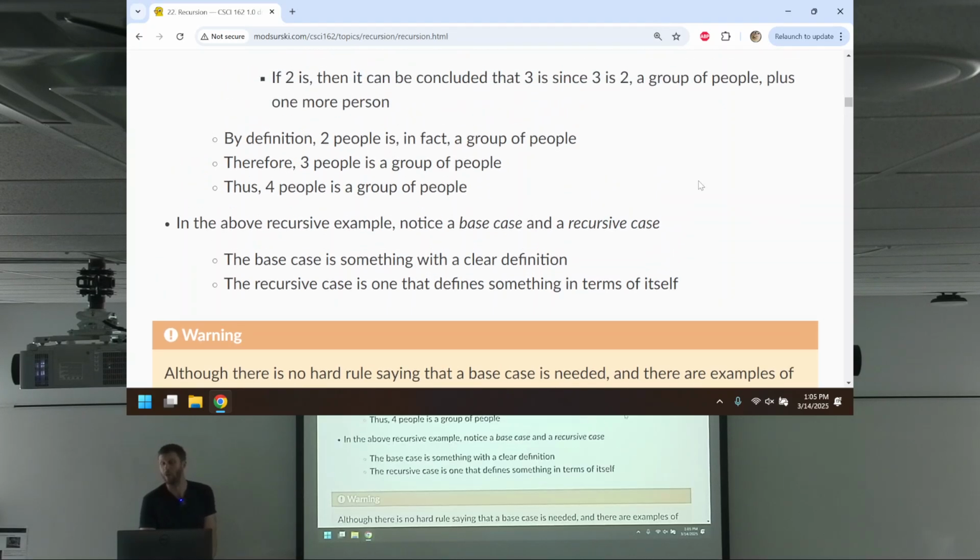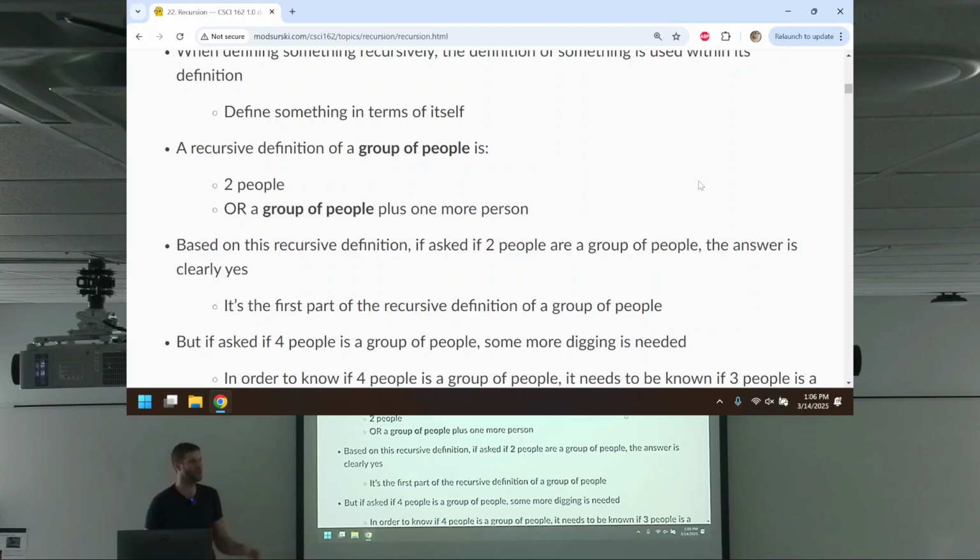So in the above recursive example, you'll notice there are 2 parts to this definition. This is a recursive definition. We've defined it in terms of itself, but it includes 2 important parts. Not all recursively defined things necessarily need the 2 parts. We saw some examples of recursively defined things that didn't have 2 parts, like what we just did, where it ran forever. We have what we call a base case, something that is just a matter of fact. And then we have the recursive case, the part that really is defined in terms of itself.